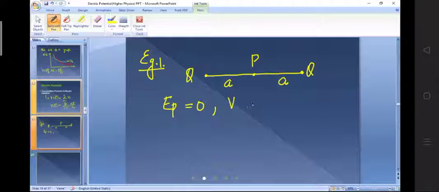But if we calculate the potential at point P, first of all calculate the potential because of one point charge, that will be equal to KQ by A.